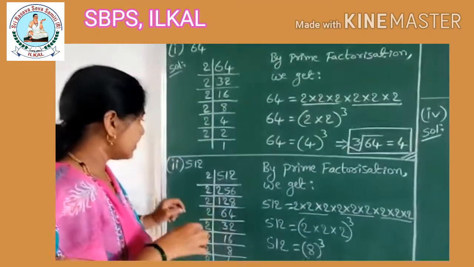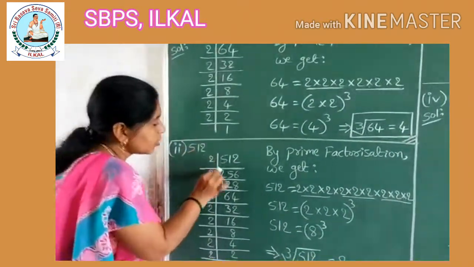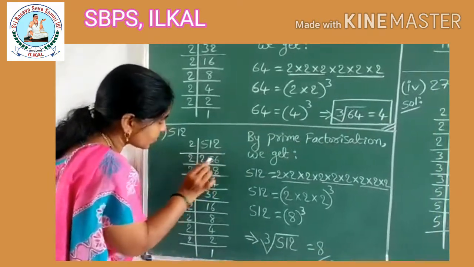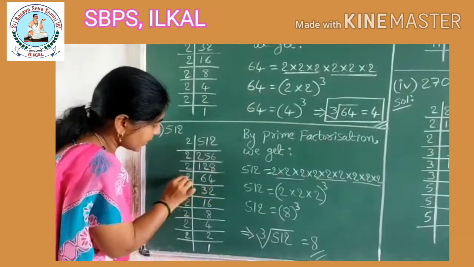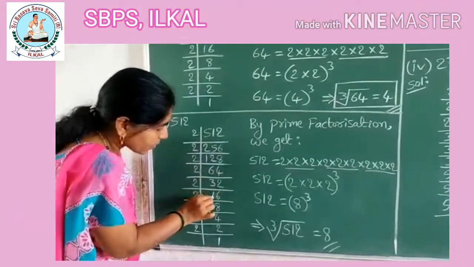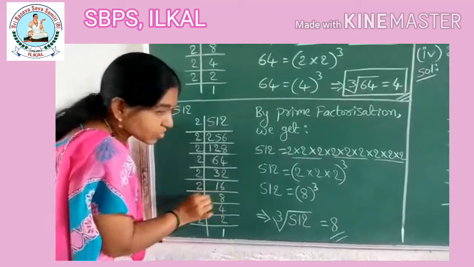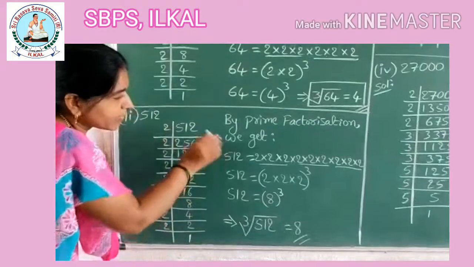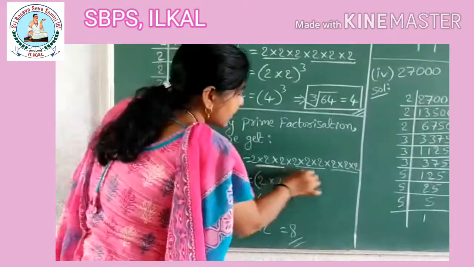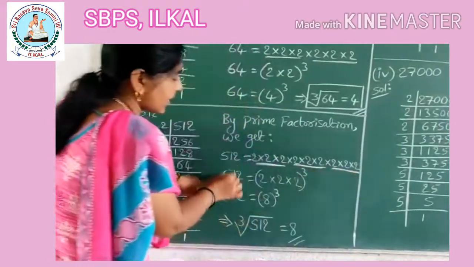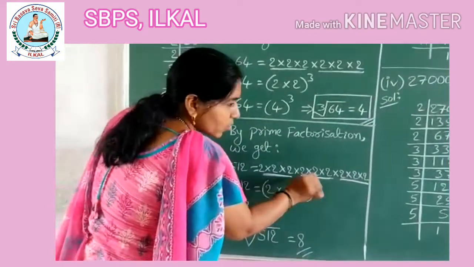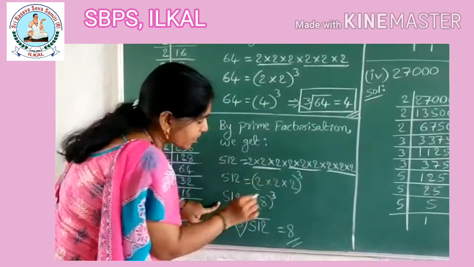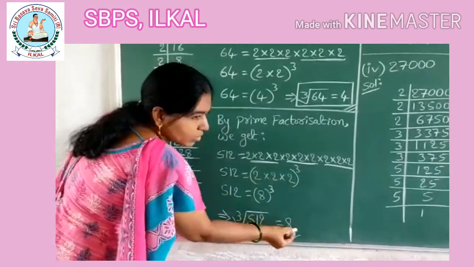Okay. Next one, 512. Dividing by 2 repeatedly. Write all the prime factors what we got, children. Here we can make it a group of 3. Then 512 is equal to 2 into 2 into 2 whole cube. 512 is equal to 2 2s are 4, 4 2s are 8, 8 cube. Then cube root of 512 is equal to 8.